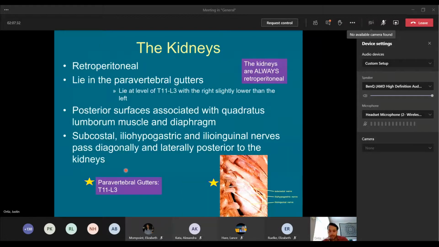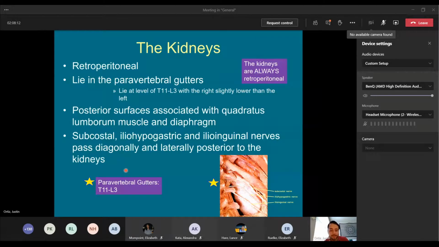Okay, so the kidneys are always retroperitoneal. I know we're talking about retroperitoneal before we even get to the peritoneum lecture, but this will make a lot more sense in the next 2 lectures. Just note that the kidneys, and the adrenal glands just superior to them, are both retroperitoneal, so behind the peritoneum. They lie in the paravertebral gutters, so I would for sure note that the paravertebral gutters run from T11 to L3. I would for sure remember that.